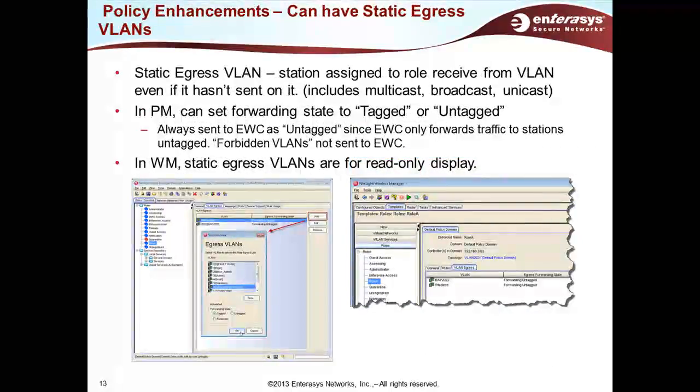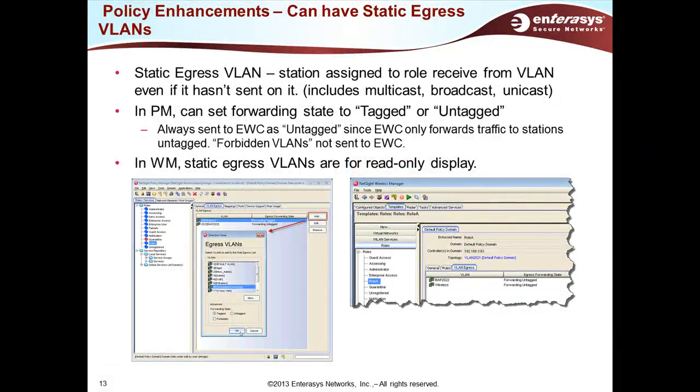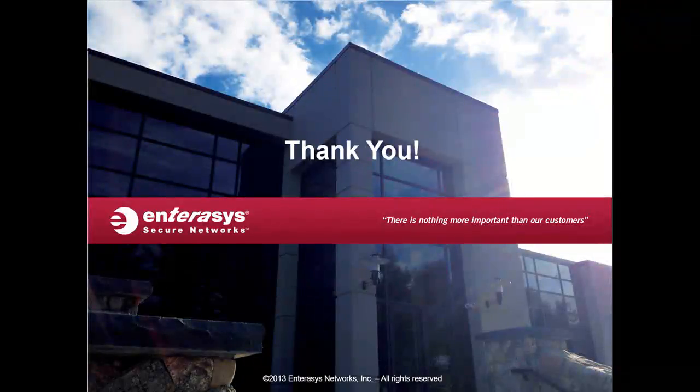Here we see the configuration point in Policy Manager for egress VLANs in a role and the corresponding display in Wireless Manager. Egress VLAN support was added to the wireless controller firmware for the 8.31 release. Note that VLANs added to a role as tagged will be enforced to controllers as untagged, as that's the only type that's supported. Also, controllers do not have forbidden egress VLAN support. This wraps up the new features for 5.0.